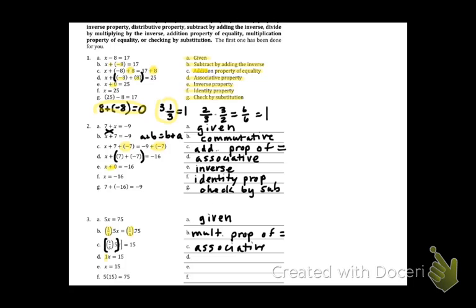Okay, so then inverse is next. 1/5 and 5 are inverses. They equal 1. When you're doing the multiplicative inverse, it equals 1. Now, 1 multiplied by any number equals that number, and then you take away the 1, it retains its identity. That's the identity property. And then finally you check by substitution.